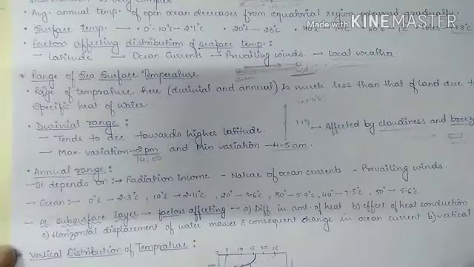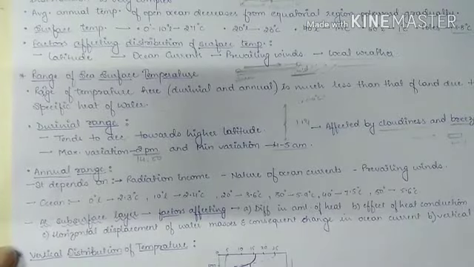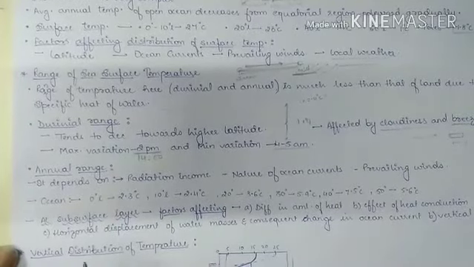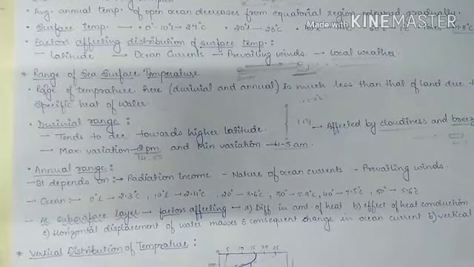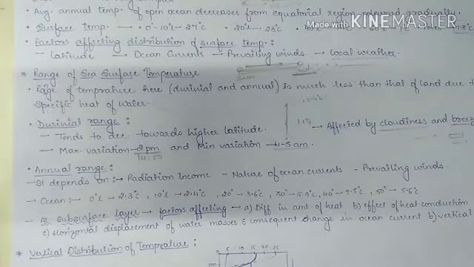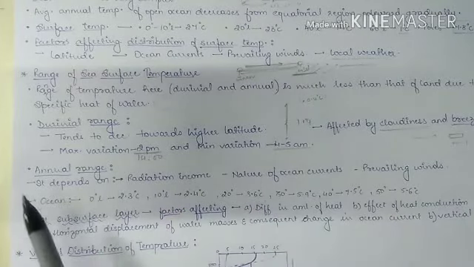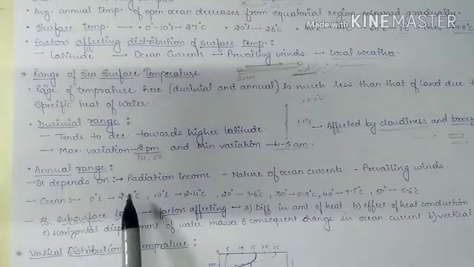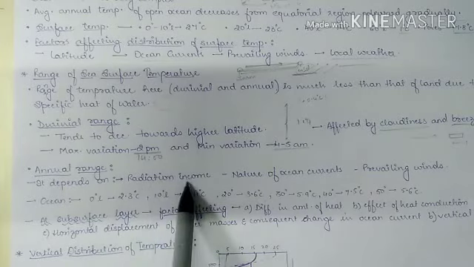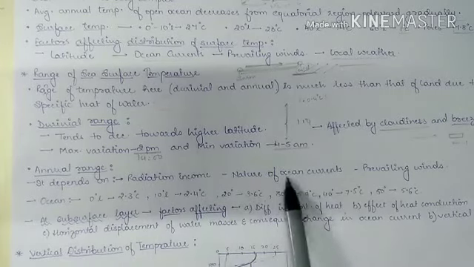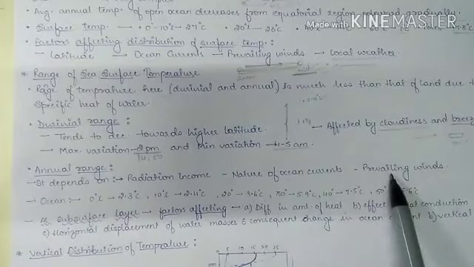Now talking about annual range of temperature, annual range of temperature is also much less than that of the land. Why? Because of specific heat of water. And this annual range of temperature depends on radiation income, then nature of ocean current, and lastly prevailing winds.